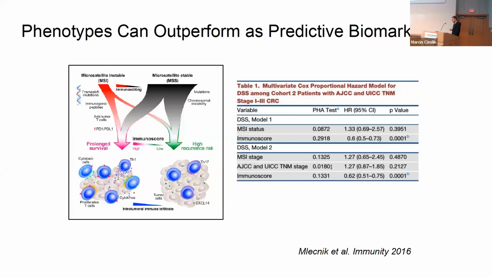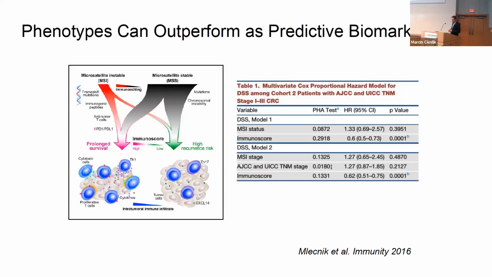But it turns out genomics is not everything. And there are many examples of that. I chose to show you only two of those examples to highlight that looking at phenotypes sometimes might be more worthwhile than looking at the genotypes.